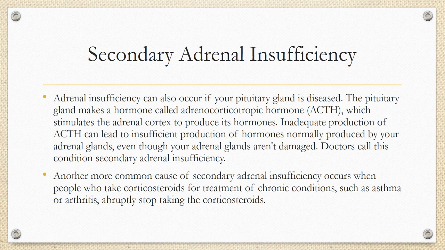Another more common cause of secondary adrenal insufficiency occurs with people when they take too many corticosteroids for treatment of chronic conditions such as asthma or arthritis, and then they abruptly stop taking the corticosteroids. So as an example of this, and to make this a little more understandable, if you have somebody who has COPD, and let's say they have COPD and they end up getting pneumonia for some reason, a physician will put them on some sort of steroid as an anti-inflammatory.